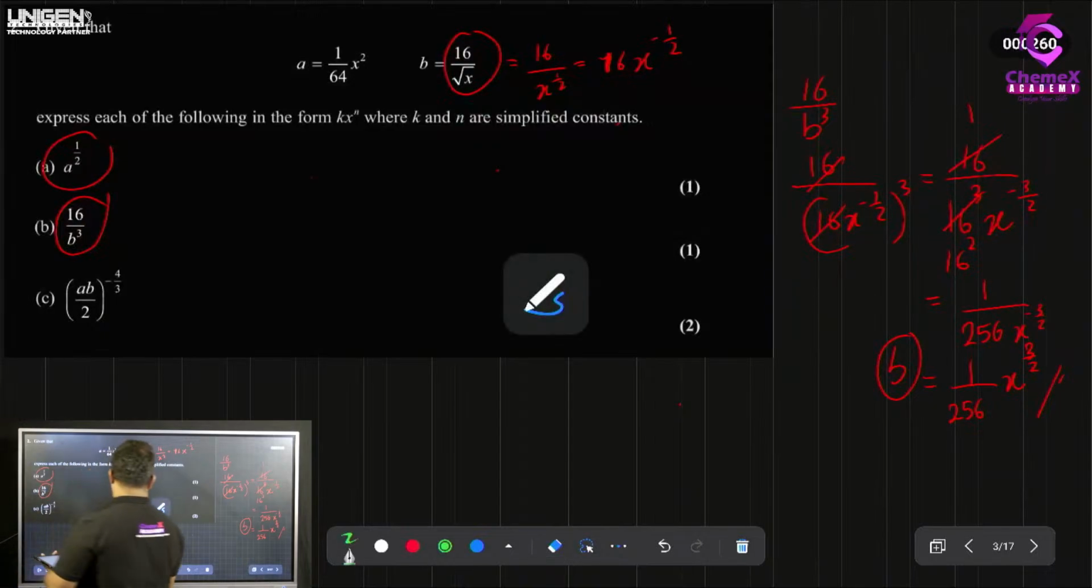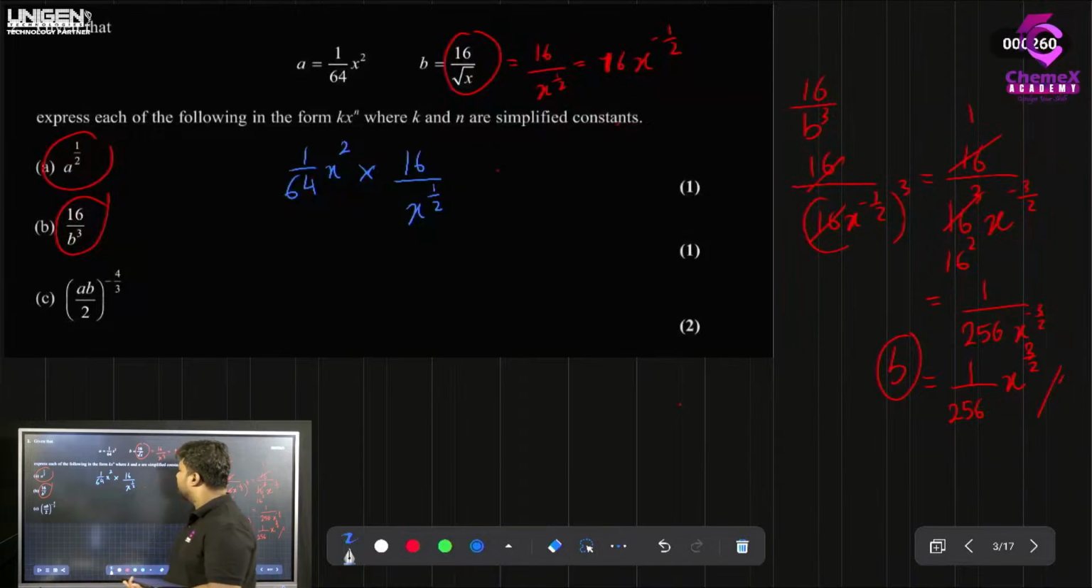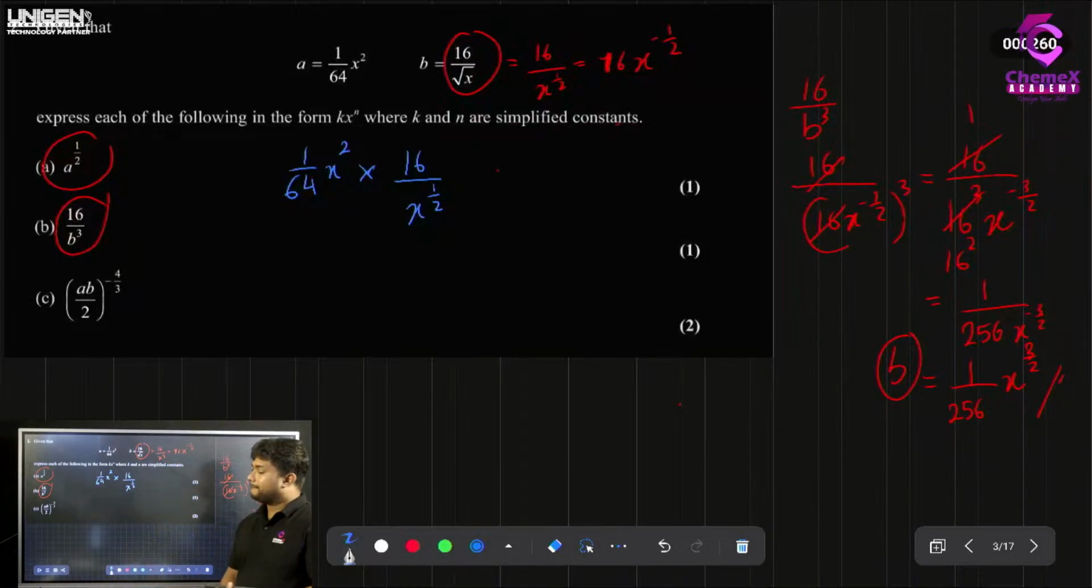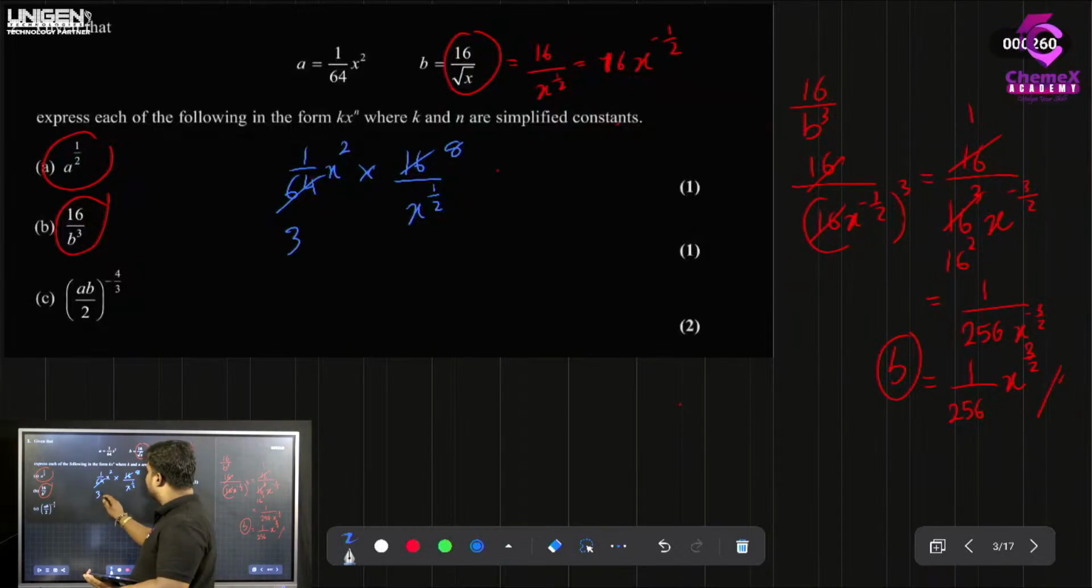So in the C part, they are trying to multiply A and B. I'll just try multiplying A and B. So what happens? Can you explain? What can you divide this by? 64 divided by 2 is 32. What else? 1, 4.